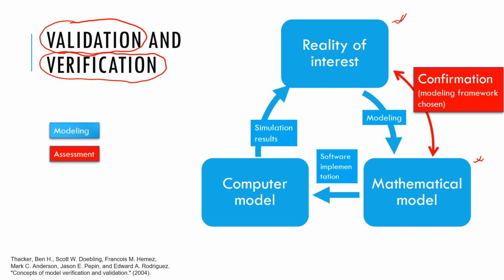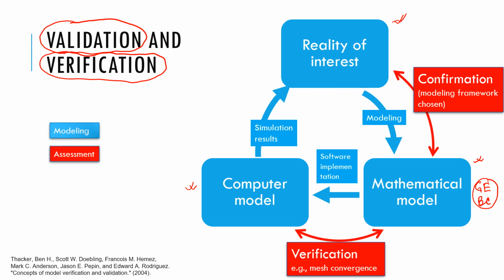Now we have the governing equations and boundary conditions here, and when the solutions are produced by the computer for these governing equations and boundary conditions at this step, that can of course introduce errors. To check how good this is is called verification. For example, mesh convergence is a way to verify whether the governing equation is being solved correctly.